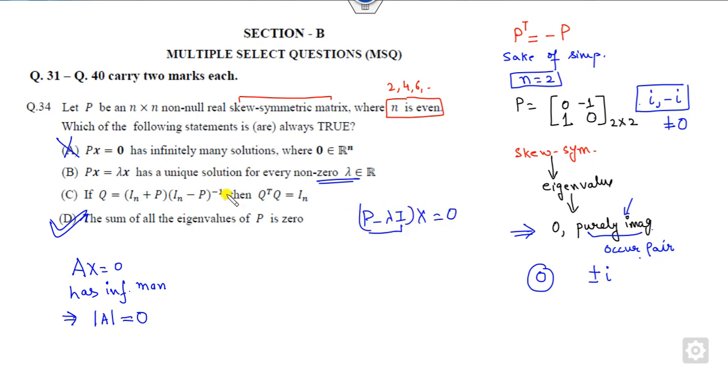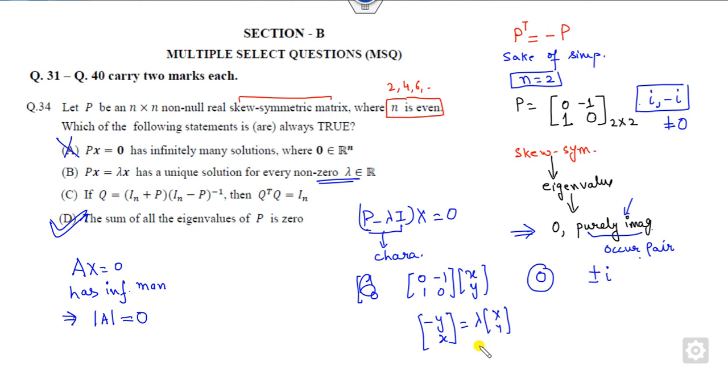What is the meaning of that? When will it become a unique solution? When it is nothing but my characteristic equation. Or you can simply take this example again. So this is [0, -1; 1, 0]. If I multiply this by (x, y), what will happen? It is nothing but (-y, x), which equals lambda times (x, y). So clearly it has a solution, and when you solve, you will get the lambdas here. So it's a unique solution.